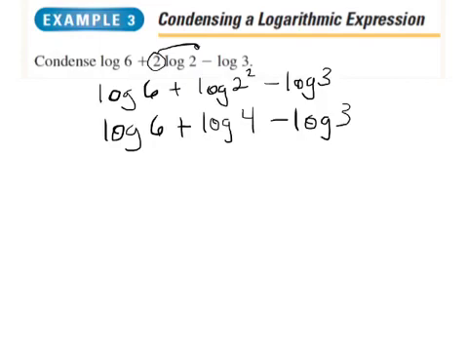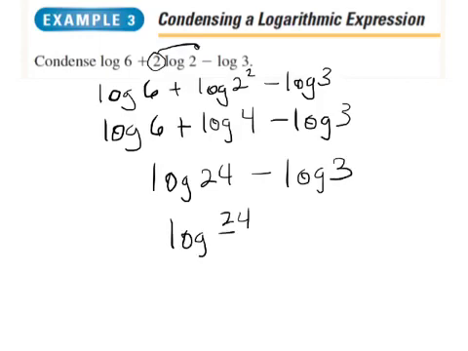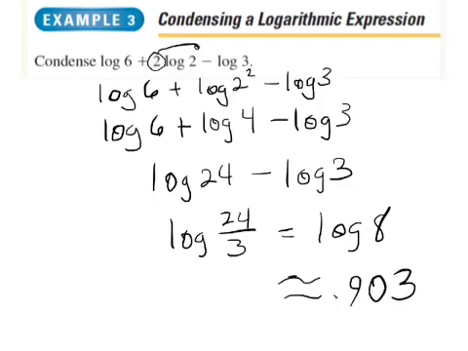And then now what we can do is multiply 6 and 4. So we can say log of 24 minus log of 3. And then we can say log of 24 over 3, which equals log of 8. And if you wanted to enter that into your calculator, log of 8 is roughly 0.903. Again, if you don't remember, if we don't have a base here, our base is 10. Alright? So either of these answers is just fine.